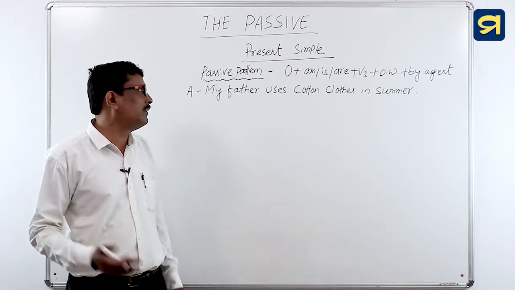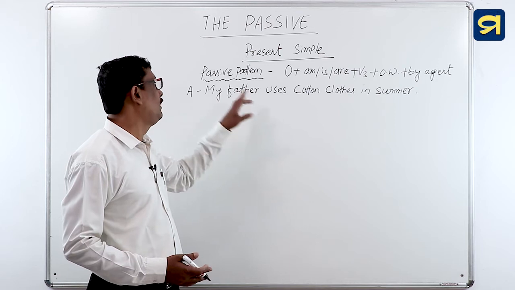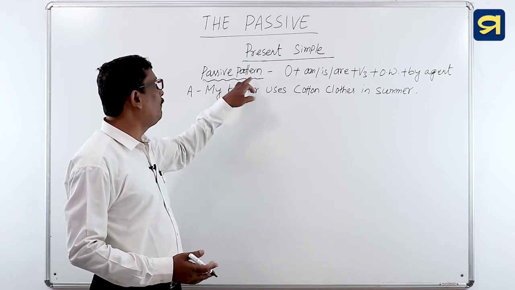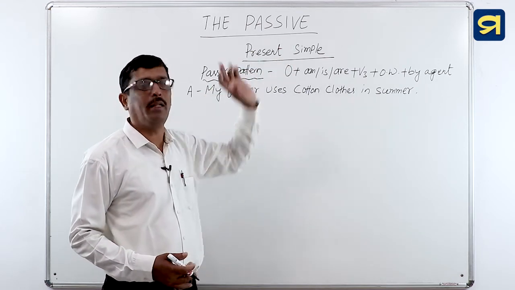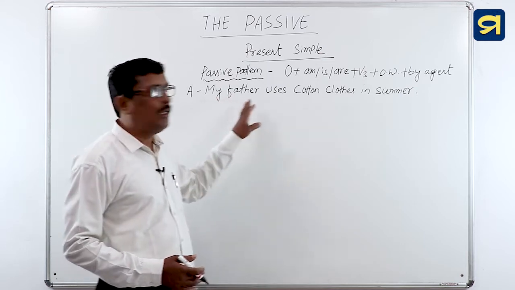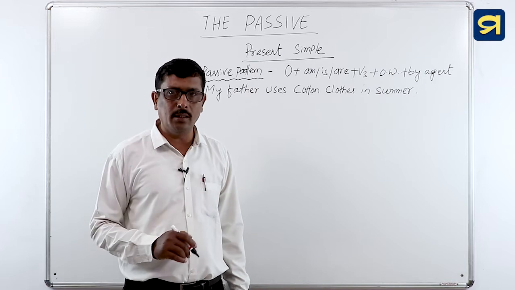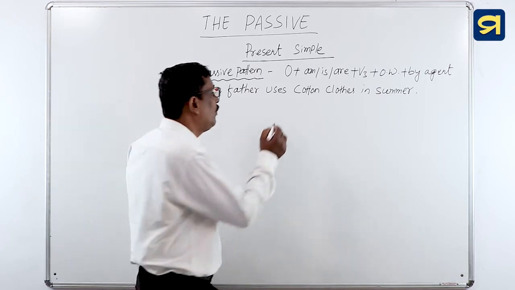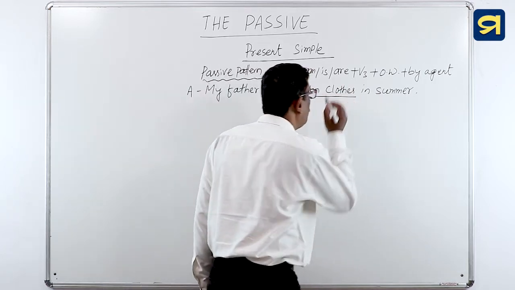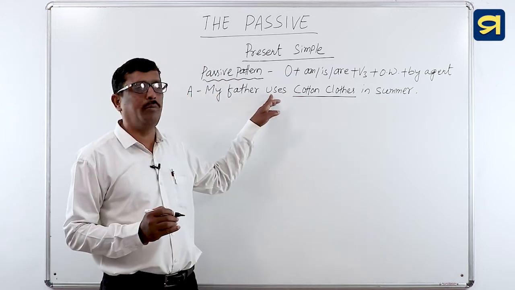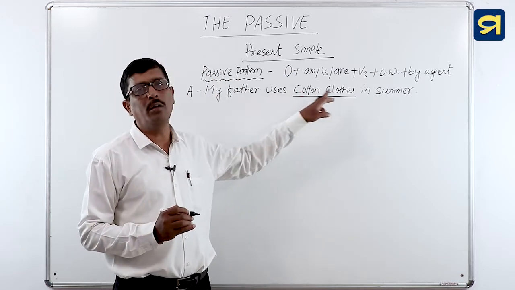Now change the sentence from active voice to passive voice. Accordingly, the passive pattern of present simple tense. My father uses cotton clothes in summer. Find out the object of the sentence. Very good. Cotton clothes. By using what after the lexical verb uses, we will get cotton clothes.